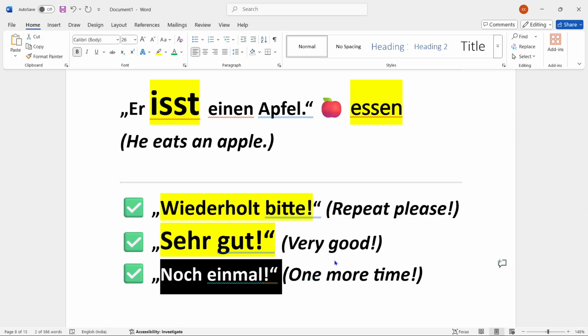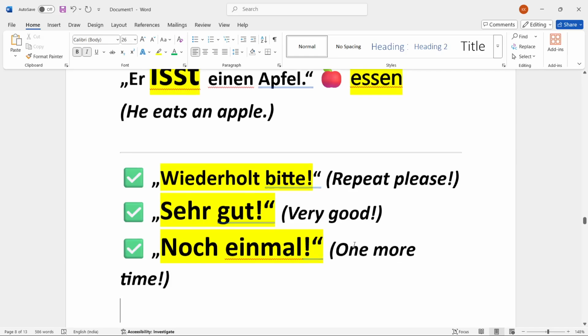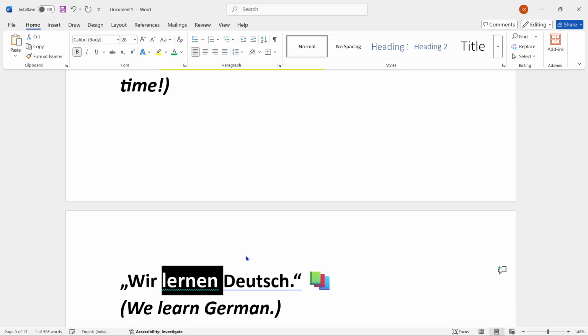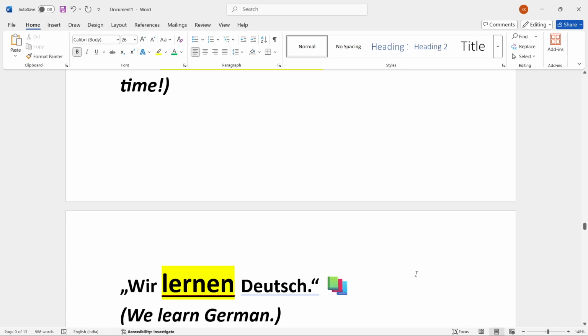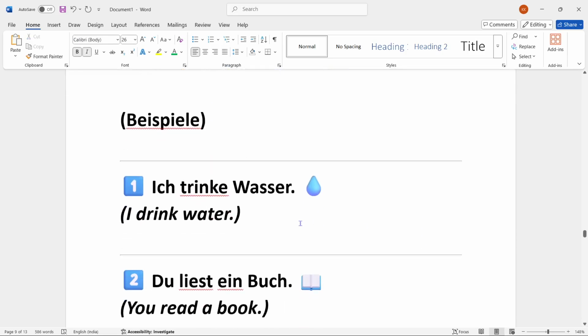Noch einmal. Ja, noch einmal. Sehr gut. Wiederholt bitte. Noch einmal. Okay, look again. Ja, wir lernen Deutsch. Here is our verb. Verb at the second position. Yeah. Wir lernen Deutsch. We need to recognize the verbs. More Beispielsätze. Mehr Beispielsätze. More example sentences.